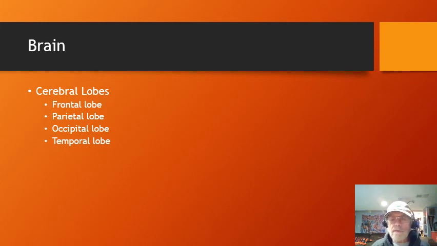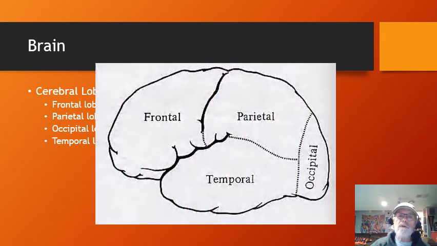Now, when we look at the brain, we could divide the brain into various lobes. We have a frontal lobe, a right frontal and a left frontal. We have a parietal lobe, a right parietal and a left parietal. We have an occipital lobe, a right occipital and left occipital, and we have a temporal lobe, a right temporal and left temporal lobe.